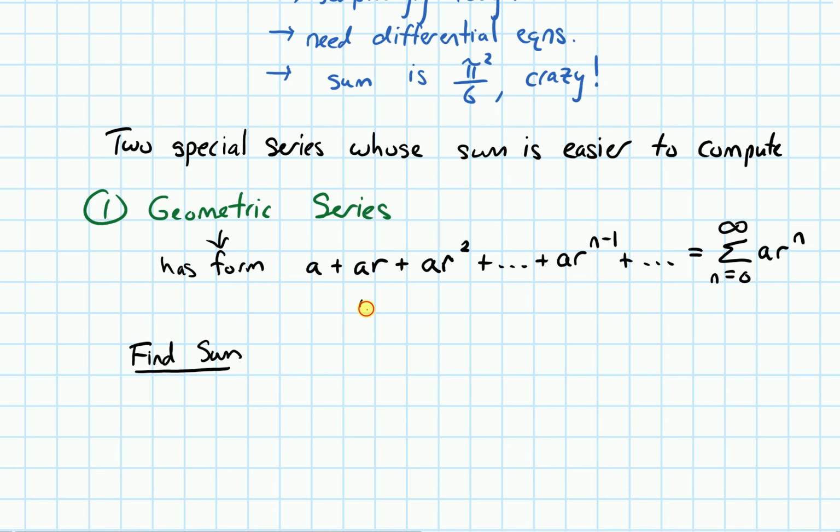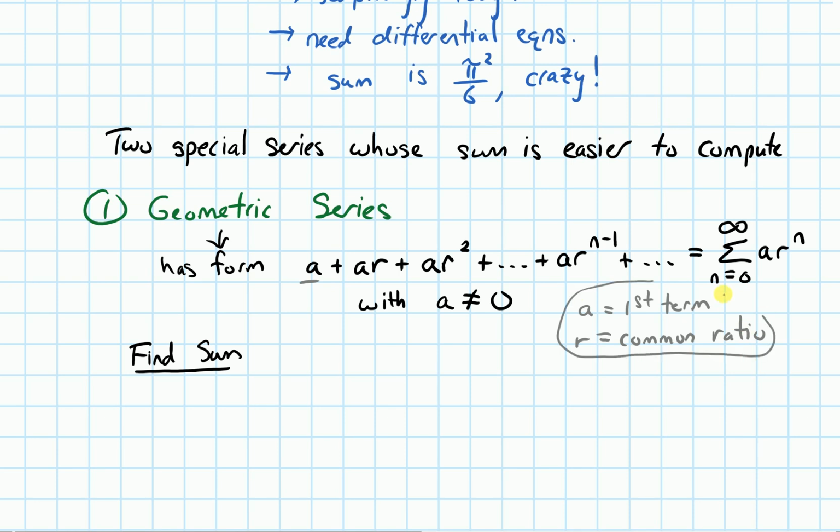One extra condition that we impose on this is, in general, we don't want a to be 0. In this series, a represented my first term. And r is called the common ratio, so that we keep multiplying by r to get from term to term. We keep multiplying by r all the way down.